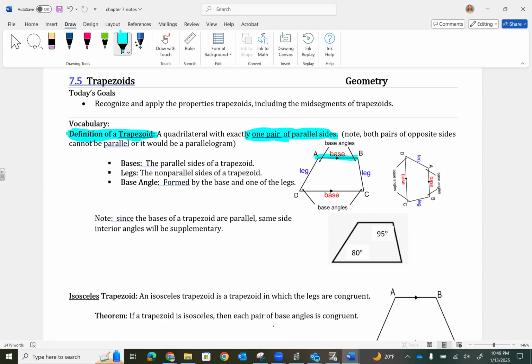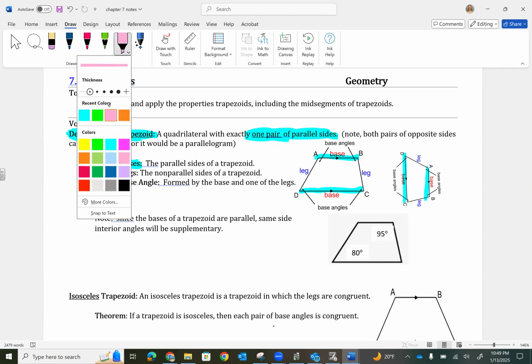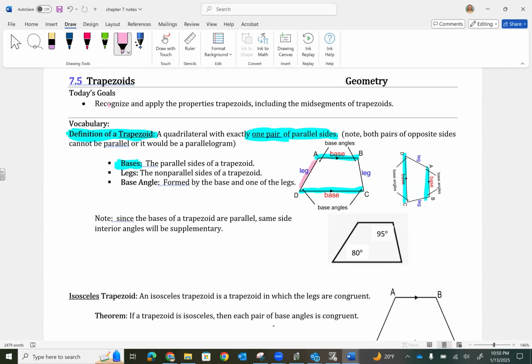The two sides that are parallel are called the bases. Now, they may not be on the bottom. A lot of kids think it's got to be on the bottom. No, the two sides that are parallel to each other are called the bases. And the two sides that are not parallel are called the legs. The legs are the sides that are not parallel.